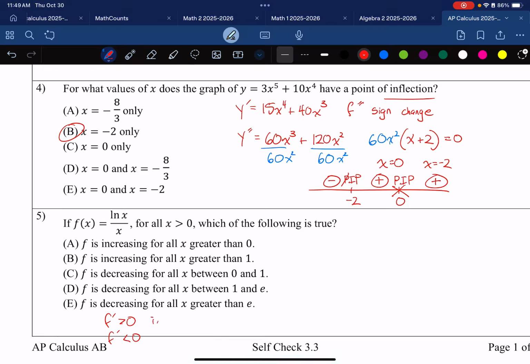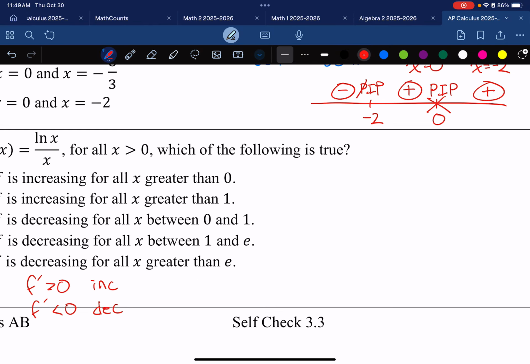Again, f prime greater than 0 is where we're increasing. F prime less than 0 is where we are decreasing. Either way, we're talking about f prime. Therefore, we need to take its derivative, and, oh my god, that's quotient rule. Quotient rule is low d high minus high d low, all over low low. So I will write that down.